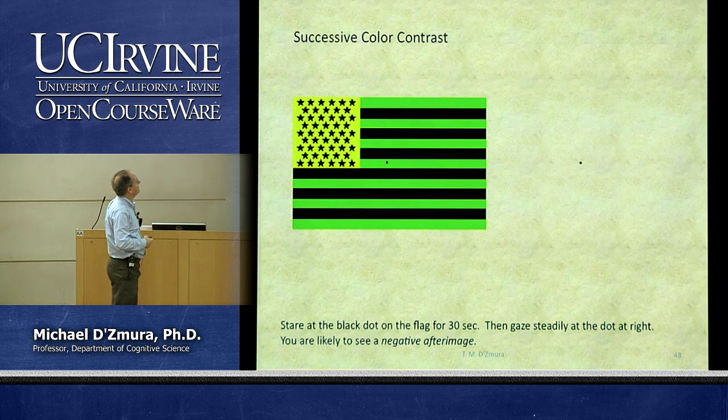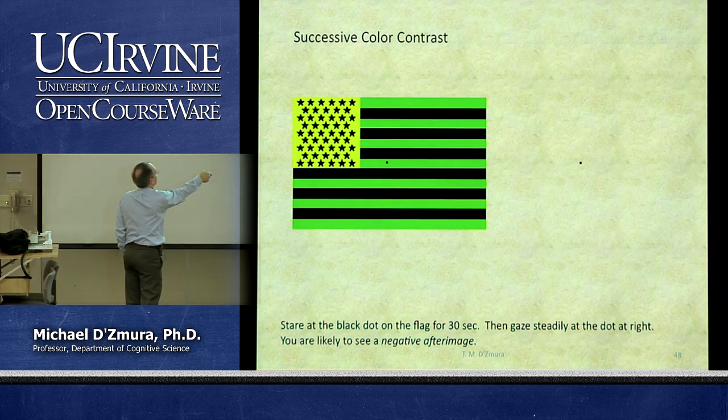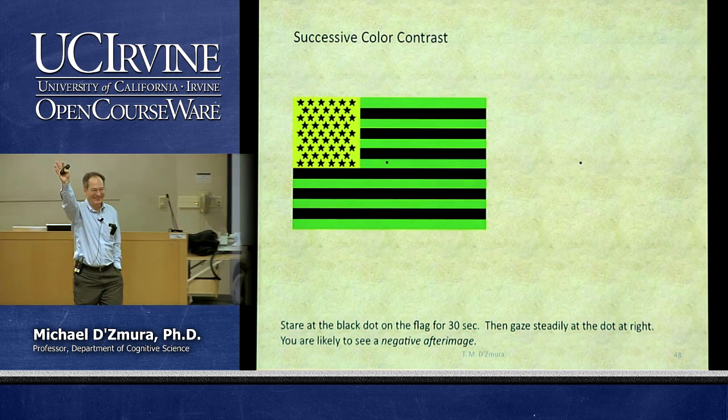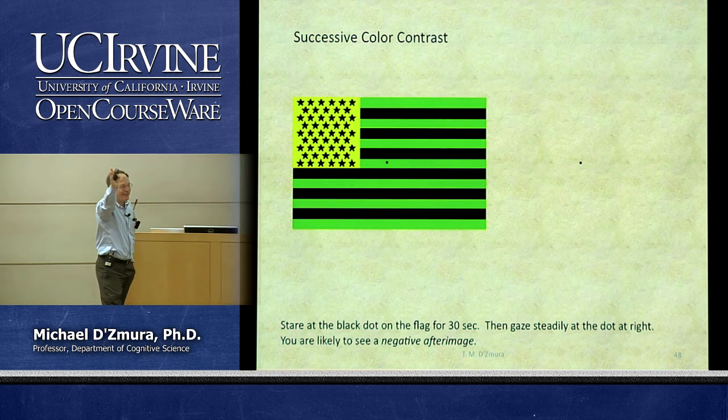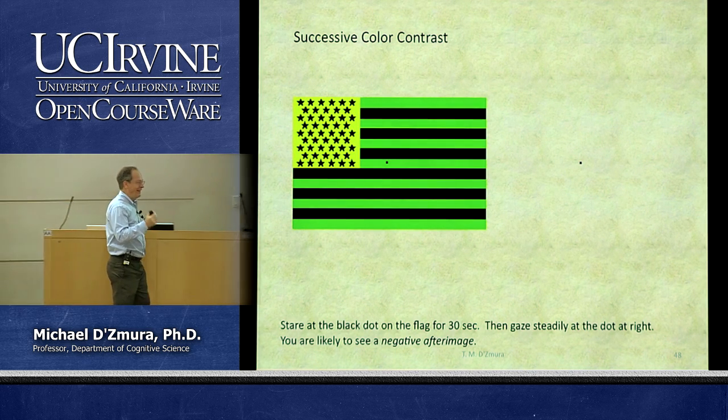26, 27, 28, 29, 30. Look at that black spot on the right. How many people get a very nice flag there? Good. Okay, so that is an example of successive color contrast.